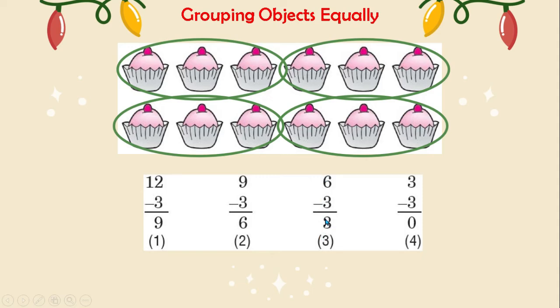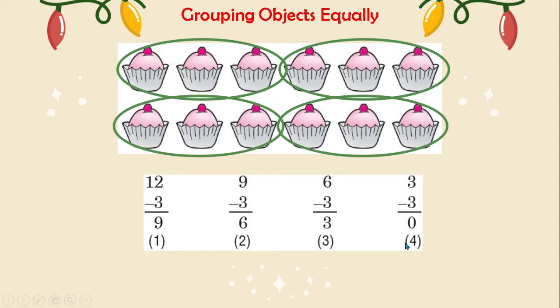We still have 3 cupcakes left, so we need to deduct 3, and the difference will be 0. Which means there will be no cupcakes left. And that's the fourth subtraction sentence. So we have 1, 2, 3, 4. Which means that for the 12 cupcakes, we have 4 groups of 3s. And 4 groups of 3s is equivalent to 12.